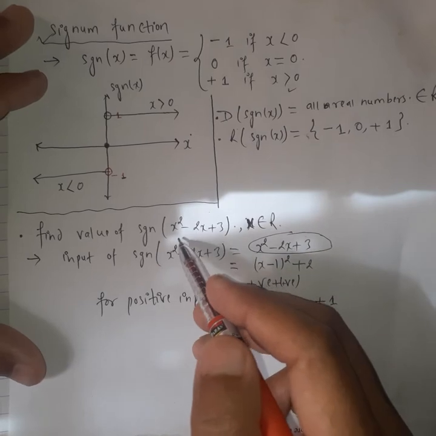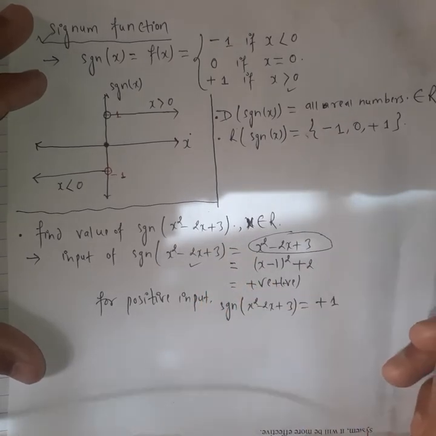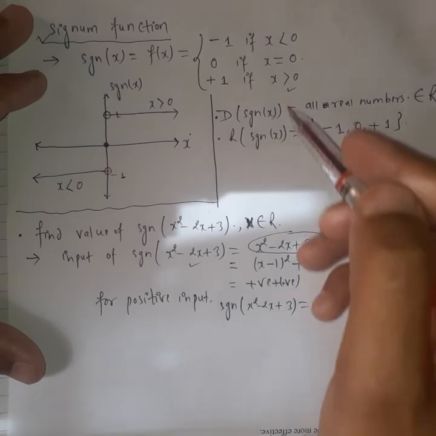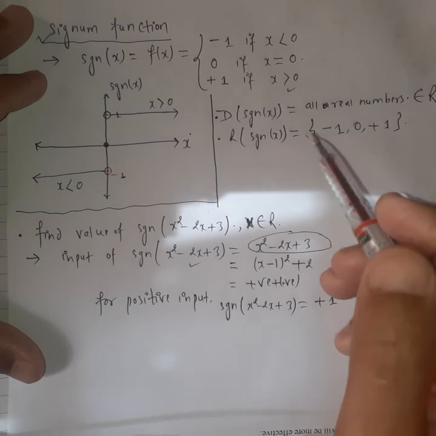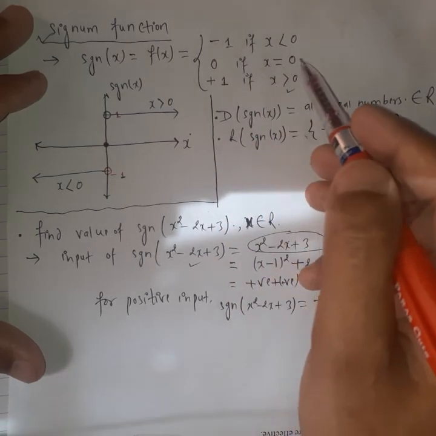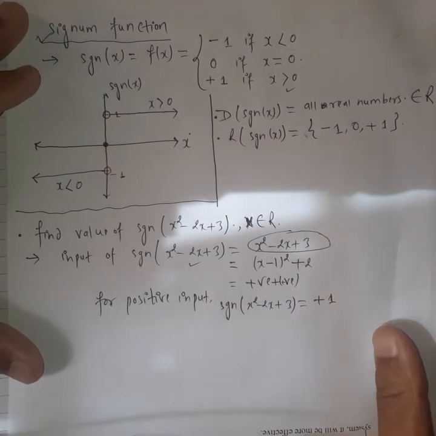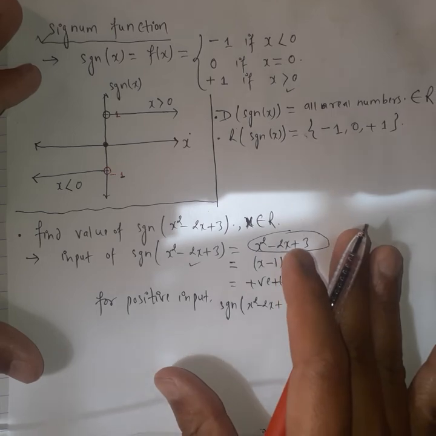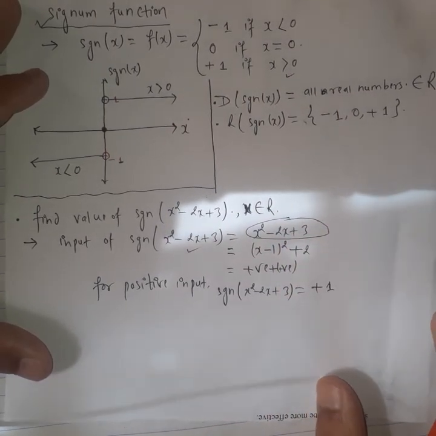The value of the signum function is totally dependent on whether the input is positive or negative. If the input is positive, then the output is plus 1. If the input is negative, then the output will be negative 1. If the input is 0, then the output will be 0. Very easy to calculate the functional value for the signum function. It totally depends on the sign of the input.